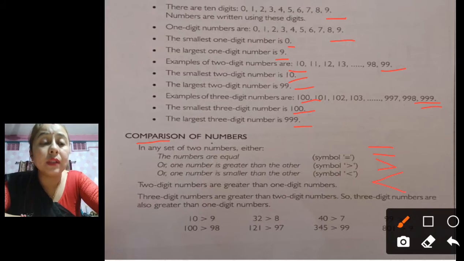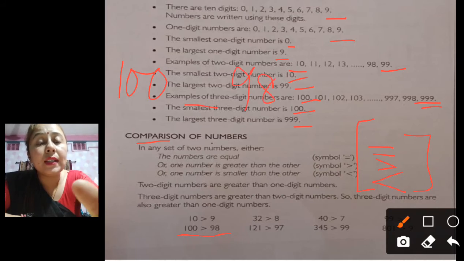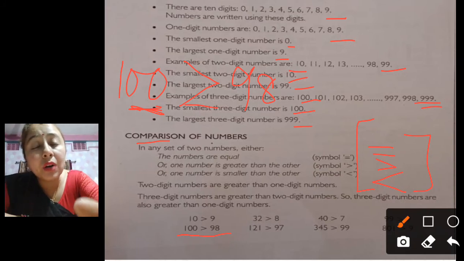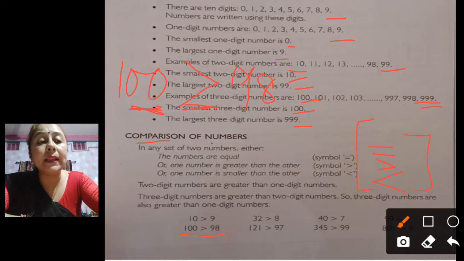Next, you can compare numbers using three signs, that is equals to, greater than, and smaller than. These three signs you can use to compare numbers. For example, I will take one example only, like 100 is greater than 99. Wherever there is a mouth, you will open the mouth towards the greater number. Because 100 is greater than 99, I am opening the mouth towards 100. Where the mouth is open, it's a greater than sign.